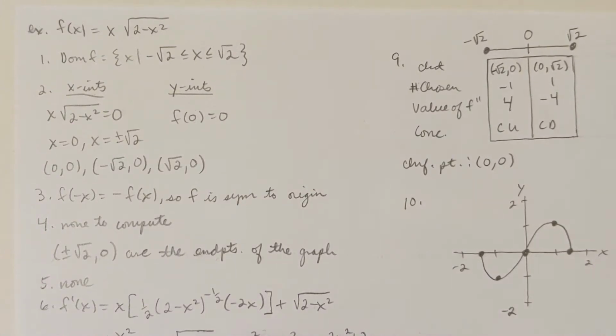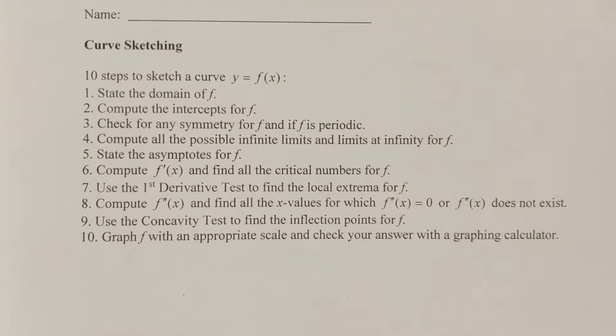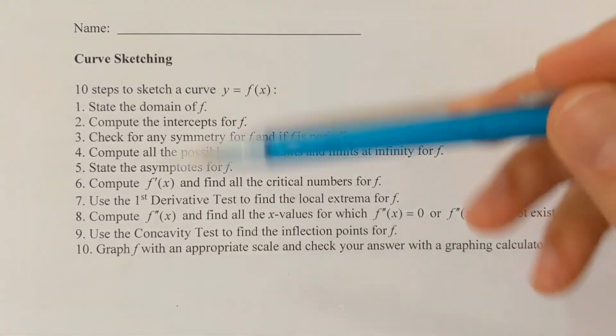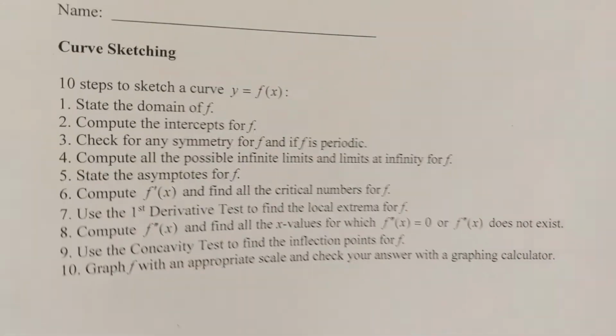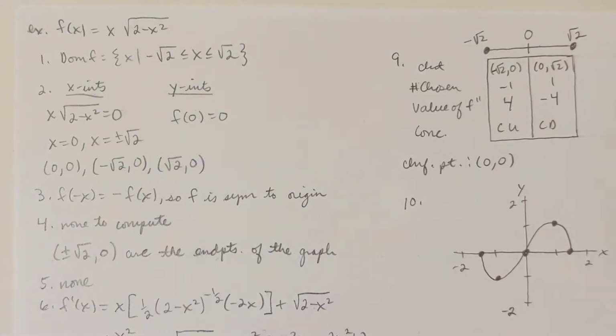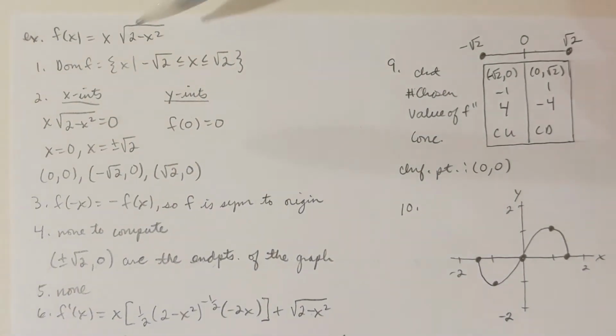Okay, we're going to get back to section 4.5, and we're talking about analyzing the graph of a function, and we're just kind of going through the list of steps here to be able to sketch a curve. Okay, and so I was going to show you another example in this video. So we'll get right to it. Suppose that we want to graph f of x equals x times the square root of 2 minus x squared using the list of 10 steps there.